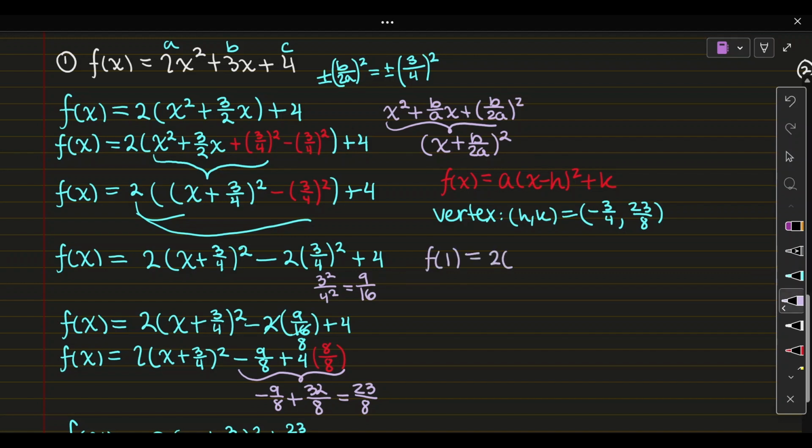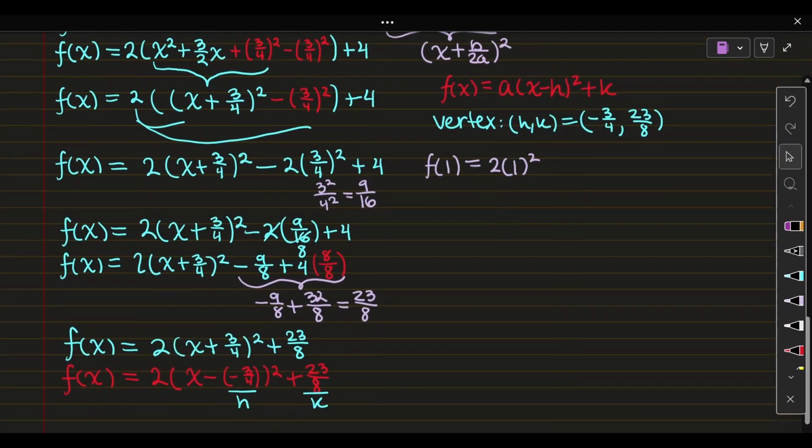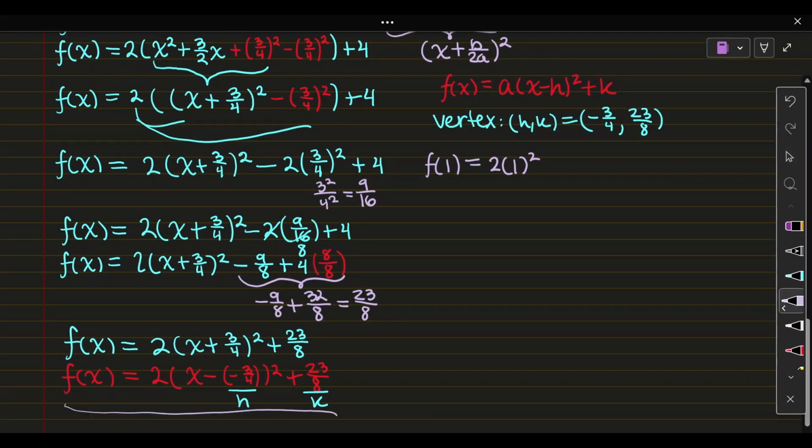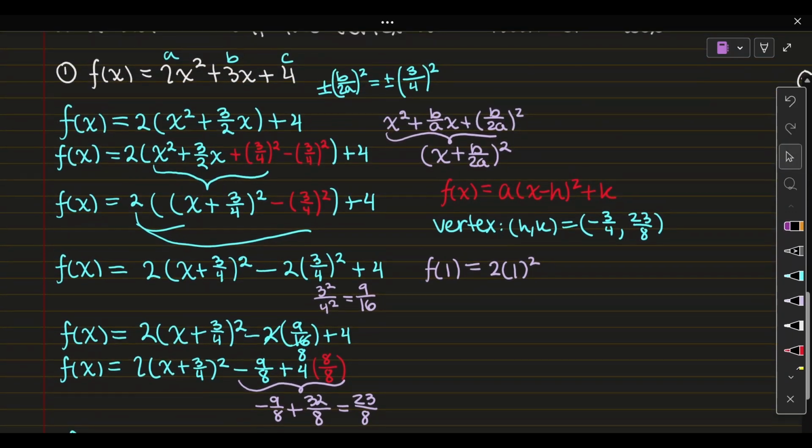Well, f of 1 is 2 times 1 squared, so I'm using my original. I just as easily could have used the vertex form if I wanted to. But this is 2 times 1 squared plus 3 times 1 plus 4. Well, that's just going to be 2 plus 3 plus 4. That's going to be 9. Okay, so now my question is, is 9 greater than, less than, or equal to 23 over 8?